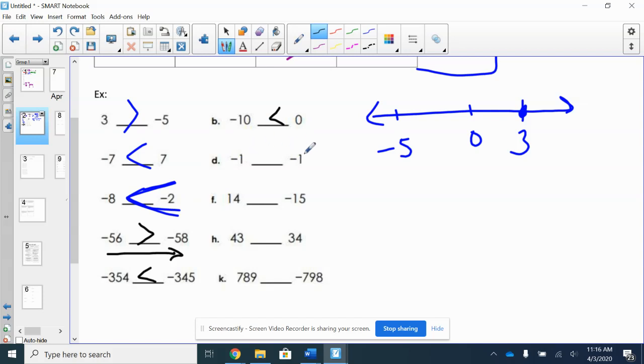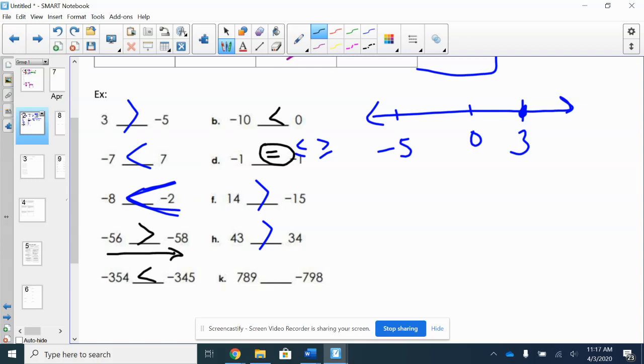If the numbers are exactly the same, -1 equals -1, right? I guess technically here, you could also put less than or equal to, because it's that condition of or equal to, or greater than or equal to. So really all three of these symbols work here, but this equals is definitely the best one to use. 14 is greater than -15. 43 is greater than 34. So for example, here on that one, I know you all know that.